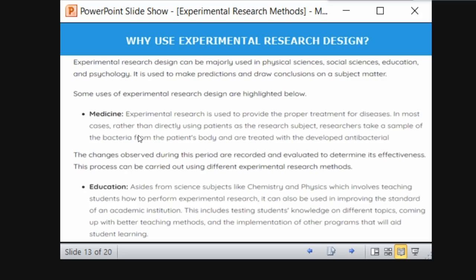So we saw certain examples, and coming up with the best teaching methods, we saw an example, right? And implementation of programs that will aid students' learning. Whether this program will help student learning or not, you can experiment with this. So these kinds of tests and researches which are carried out in academic institutions fall into the education scenario of experimental research design.